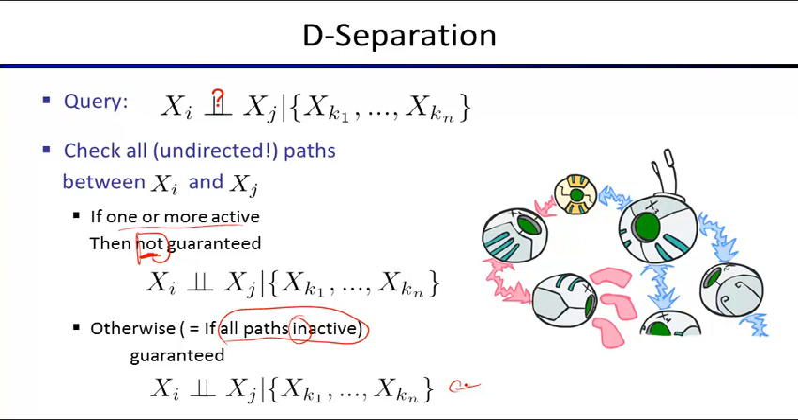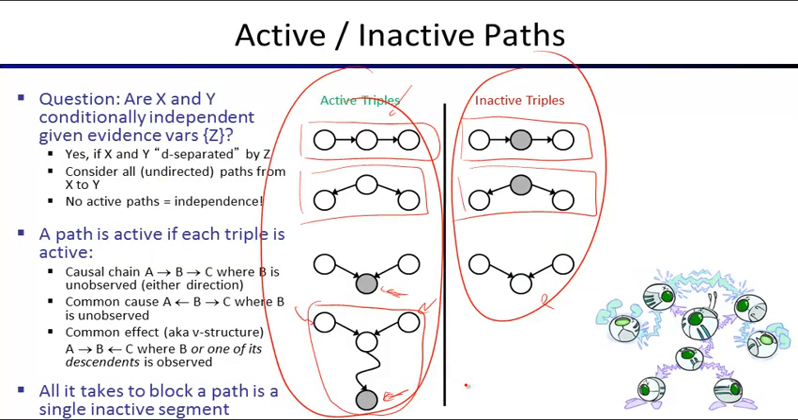What does it mean for a path to be active or inactive? Well, we can derive that from the triples. A path is an active path if every triple along the path is active. A path is an inactive path if one of the triples along the path is inactive. So one inactive triple breaks the activity of the path.